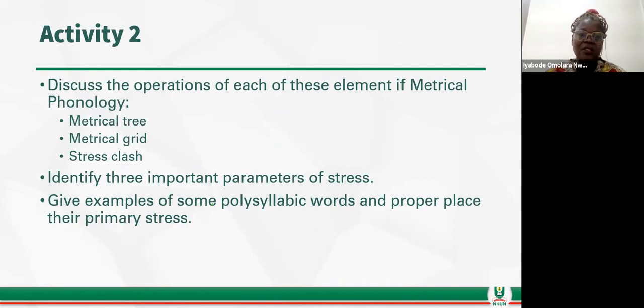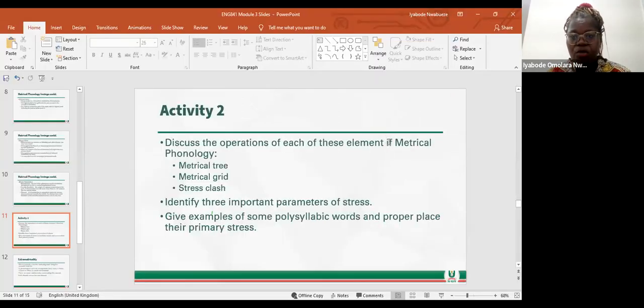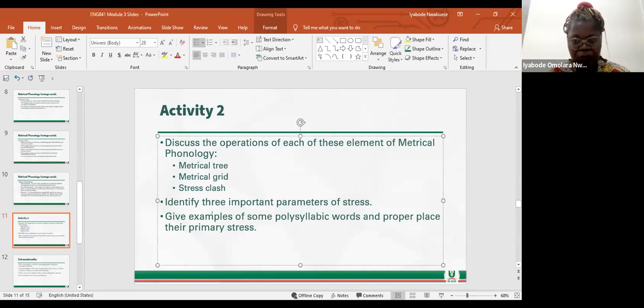Now let's look at this. Let's discuss the operations of each of these elements. Oh wow, and I've edited this thing of metrical phonology, that should be off.